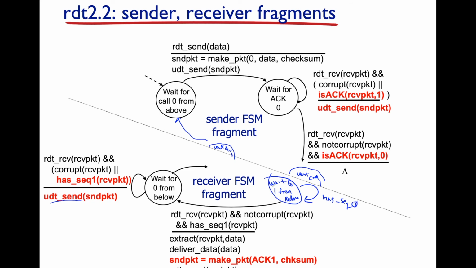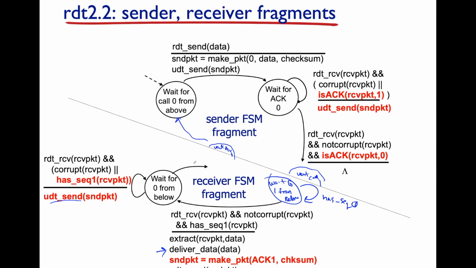And so then when we look at this edge to go across transitioning to wait for 0 from below, well, that's the case where you receive the packet, it's not corrupt, and it appropriately has sequence number 1. So what do we do? Extract the packet, and we deliver the data, and then we make the acknowledgement for it with a checksum, and we send that across the channel.